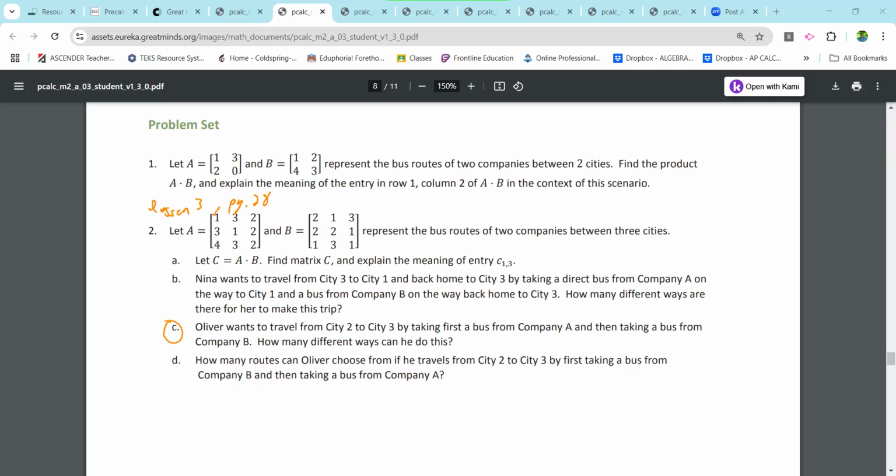All right, cool. Part C just says Oliver wants to travel from city 2 to city 3 by again taking first a bus from company A and then taking a bus from company B. How many different ways are there? So again, I'm wanting to go on one route and then I'm wanting to go on another. But to be able to find out my total answer, I need to build a total matrix. So again, if I'm first doing company A, then company B, and this is going to represent company A and company B, how should the multiplication look?